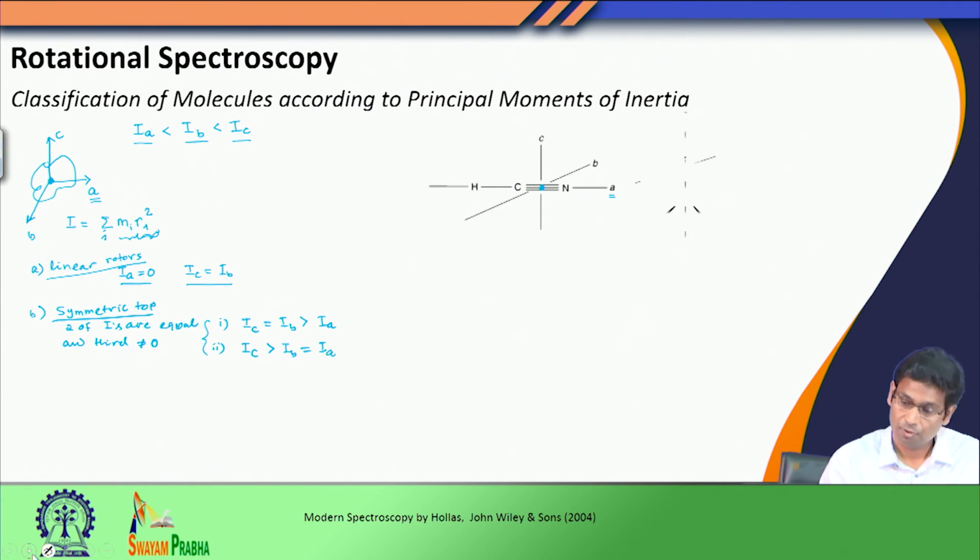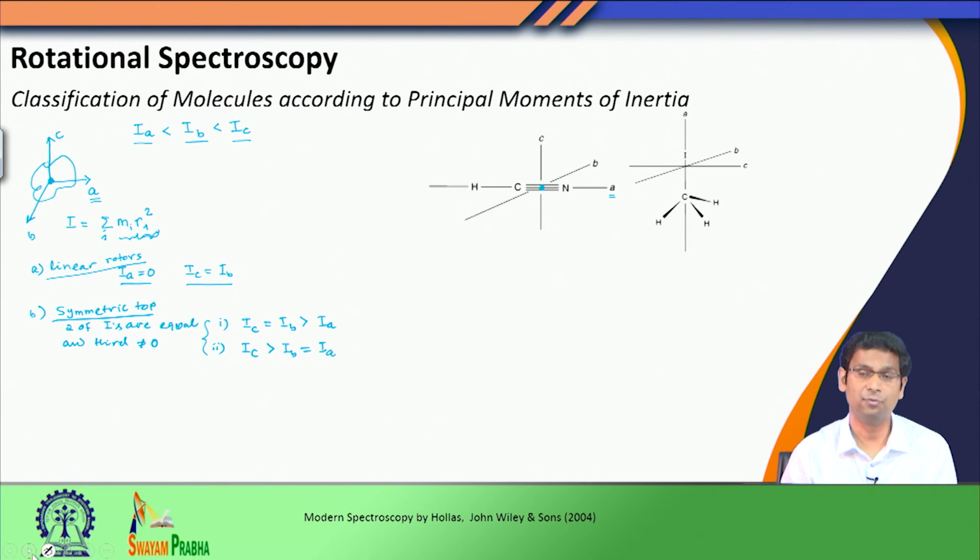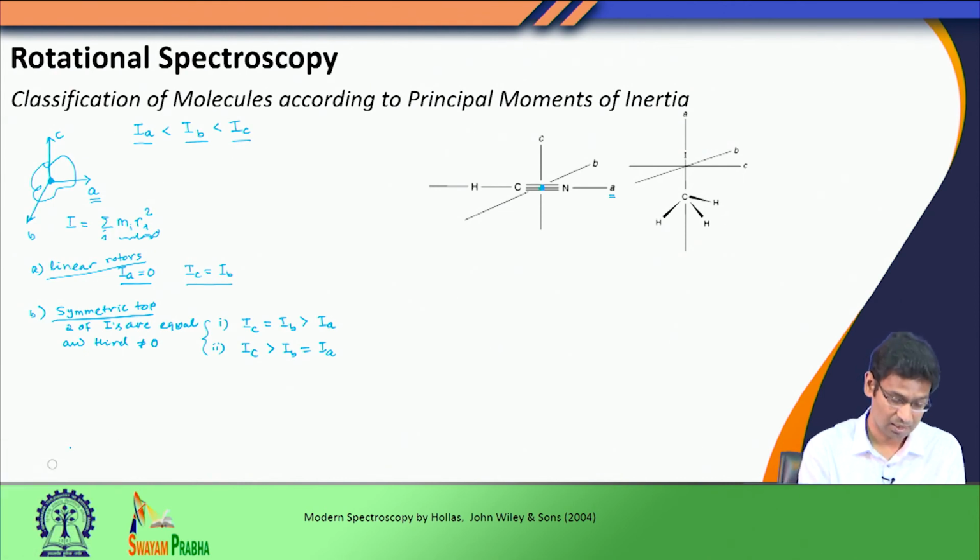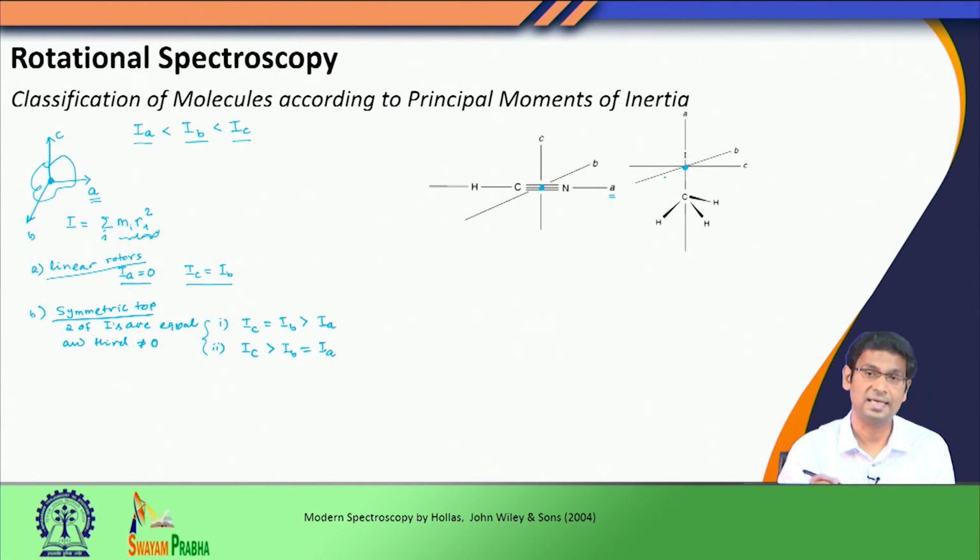Now we will look at one example and see where it belongs. The example here is methyl iodide, CH3I. You can see the iodine atom is present here. If you try to find the center of gravity, you would see that it will be very close to iodine, because iodine is much heavier than the carbon or hydrogen. Once we have the center of gravity, we draw three perpendicular axes. One is A, which is along the C-I axis; the other two are B and C, one in the plane and another perpendicular to the plane.